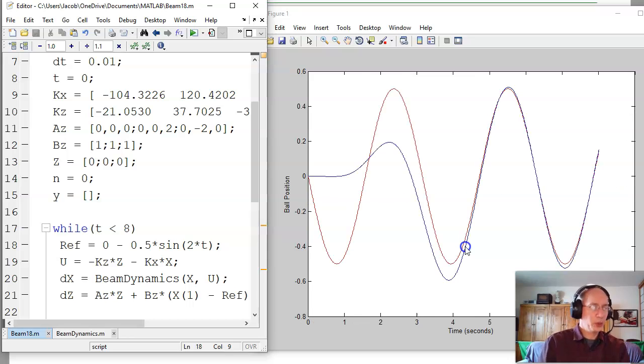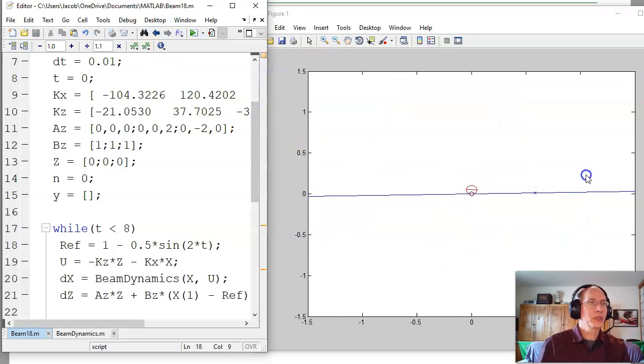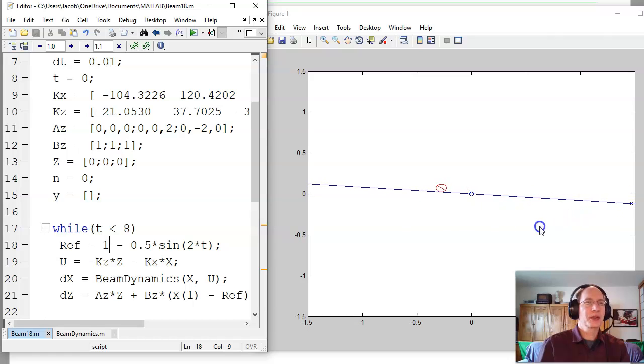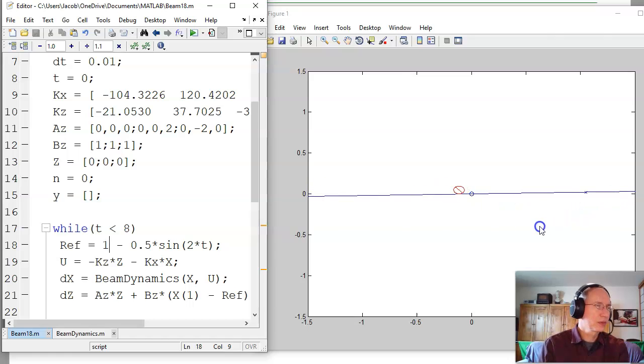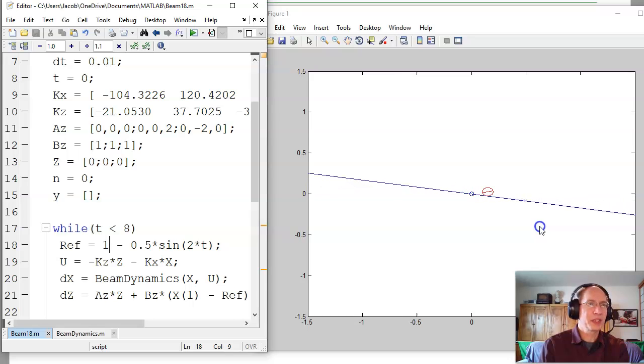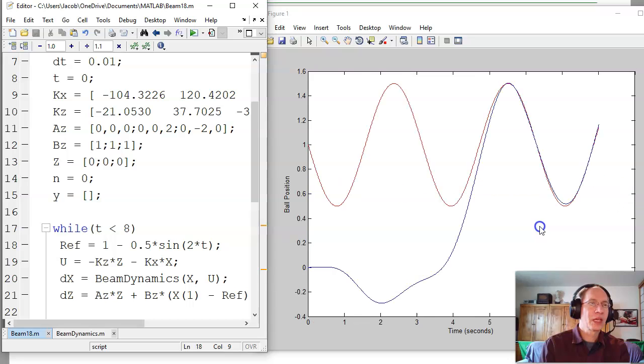Can it do both? I'm now centered at 1, going from 0 to plus 1. Correction, from minus 0.5 to plus 0.5. And it's doing that as well. So again, with a servo compensator, I can track constants, I can track sine waves, I can do everything.